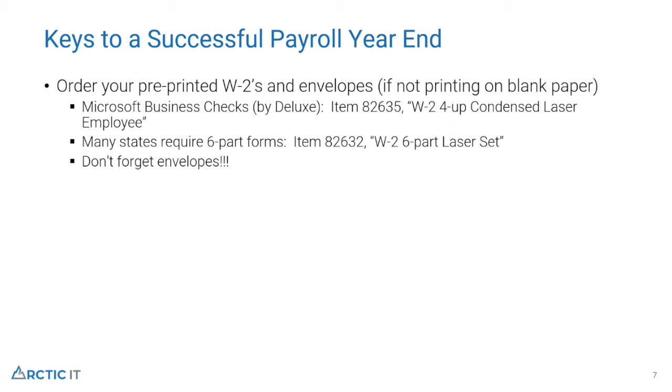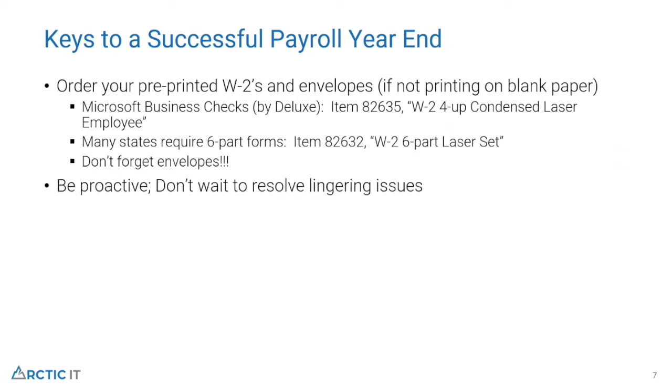Most of our clients choose the 4-up style, which means that you've got all 4 copies on one sheet, one in each corner. But some states require 6-part forms. So make sure that you know how many parts your state requires and that you've downloaded or that you've ordered the appropriate form set. And then finally, again, don't forget to get your envelopes as well. There's nothing worse than printing out your W-2s only to realize that you don't have anything to put them in. So don't forget your envelope.